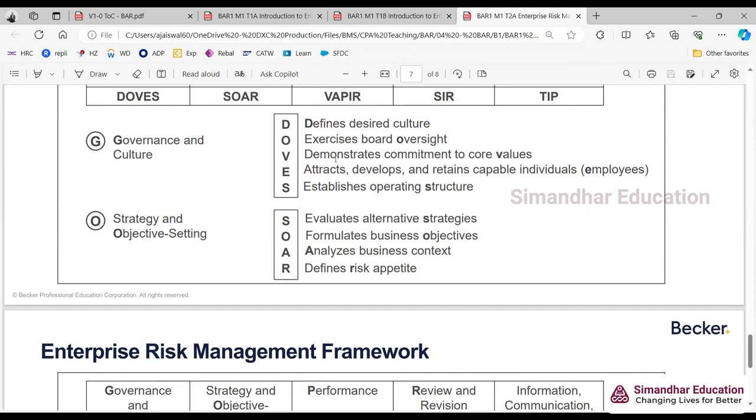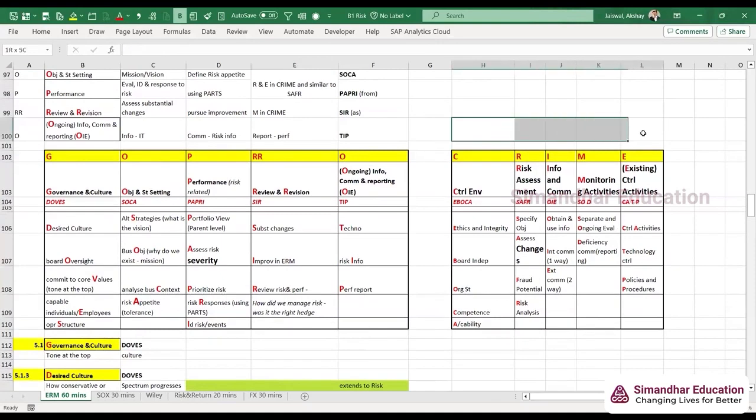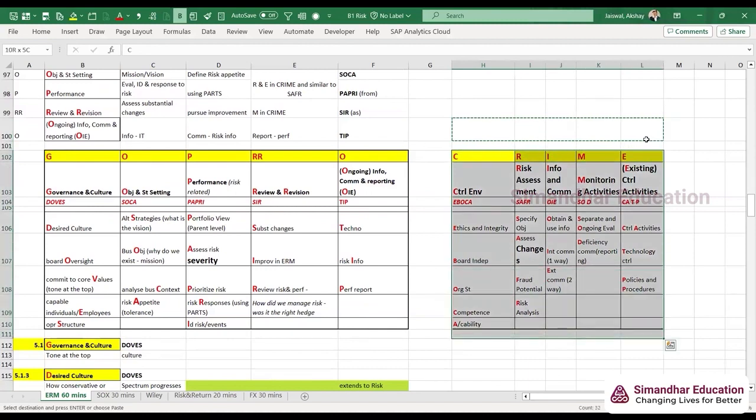Okay, so what you may be asked, let's say for example they say that exercising board oversight is in which component, so you will have to choose governance and culture. Okay, so that's how they may ask questions. So I had created a table here. Let me check. This is not needed because this is basically related to the COSO IC framework. I'm going to delete this.